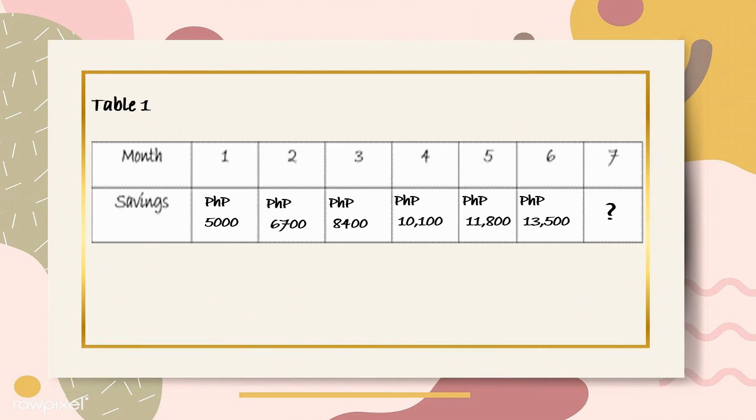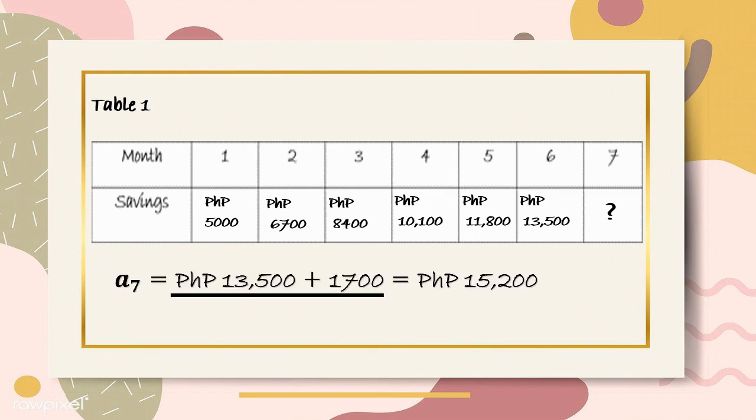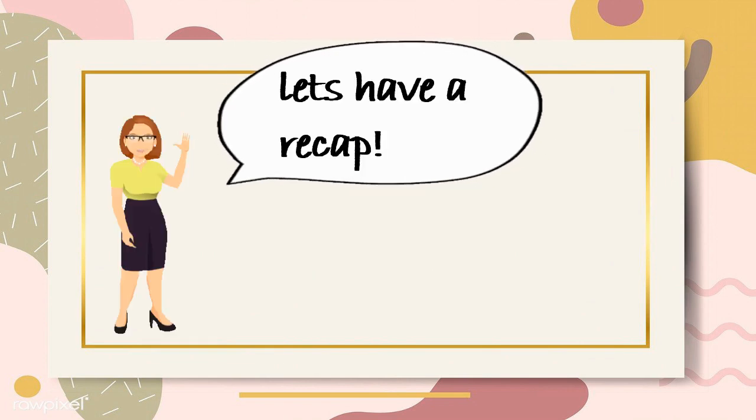So, looking at the table, for the first month, you have 5,000. Second month, 6,700. Third month, 8,400. Fourth month, 10,100. Next, 11,800 pesos. For the 6th month, 13,500. And finally, for the 7th month, you have 13,500 plus 1,700 would be 15,200. Very good.